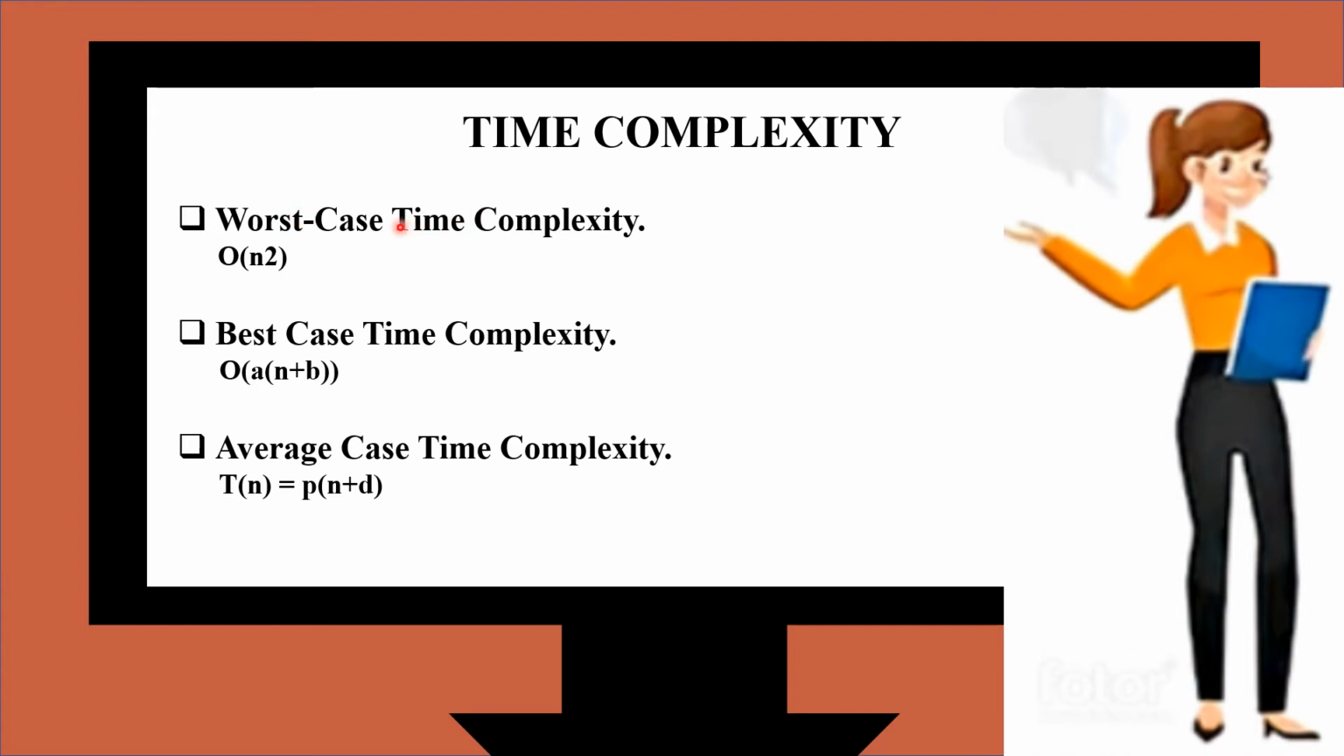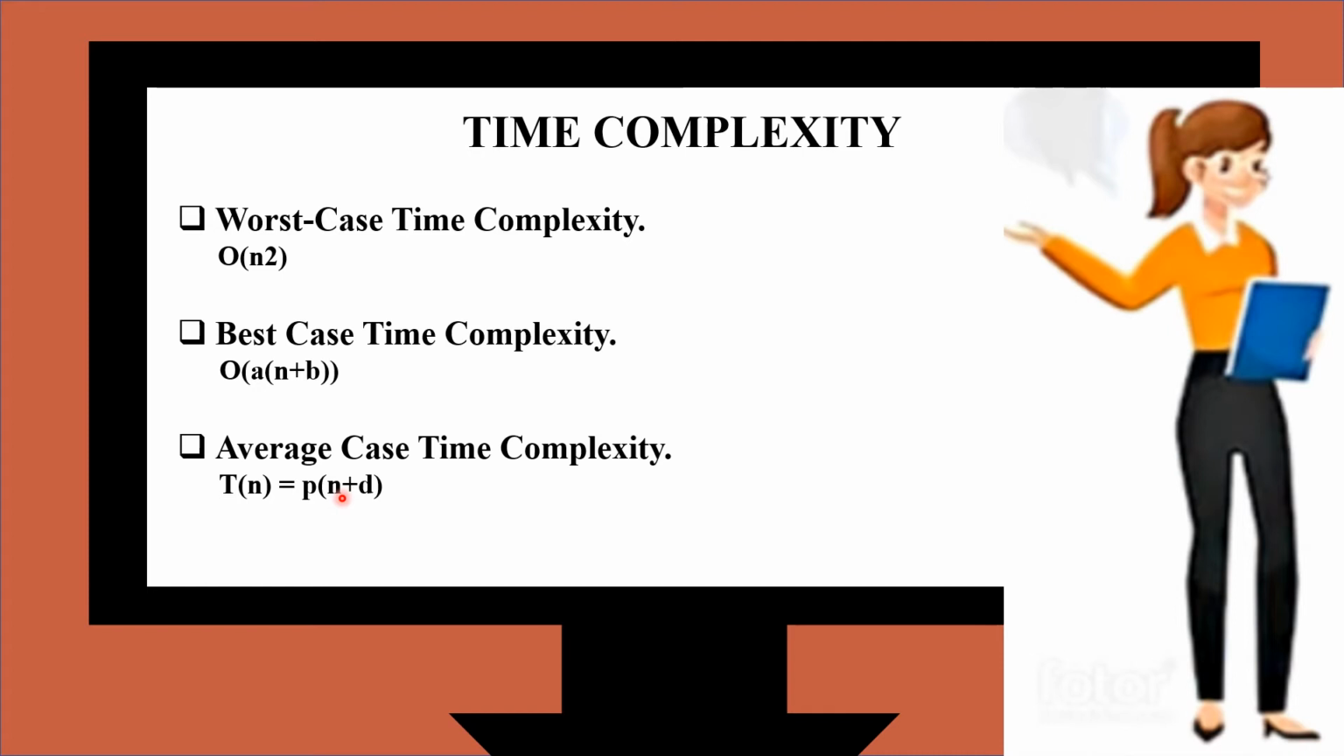If the number of digits in the largest element equals n, the runtime is omega n squared. In the case of best case time complexity, when all the elements have the same number of digits, the best case scenario occurs. Omega a times n plus b is the best case time complexity. In the average case, you consider the distribution of the number of digits. There are p passes and each digit can have up to d different values.